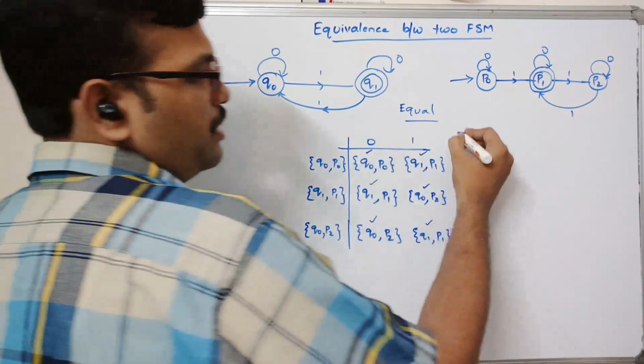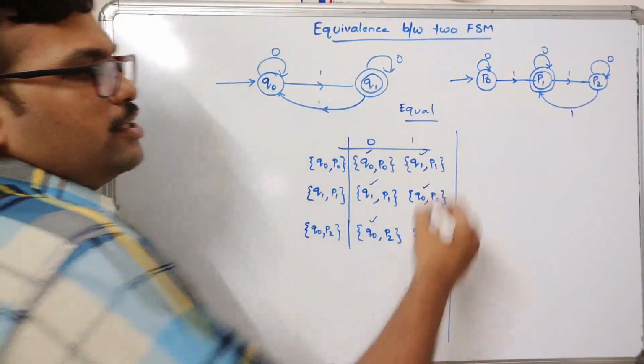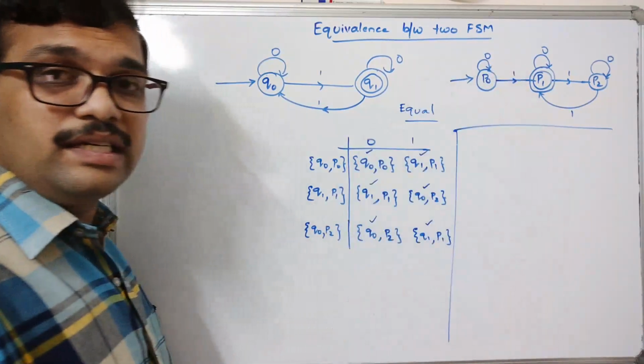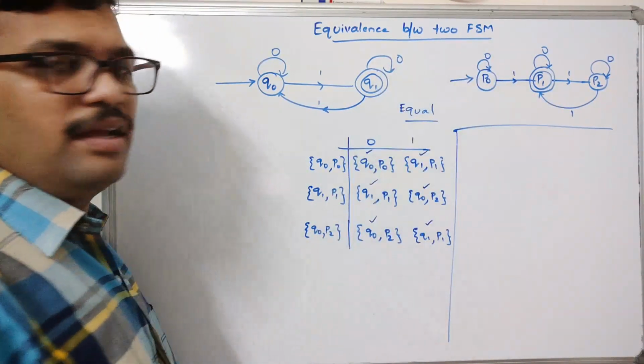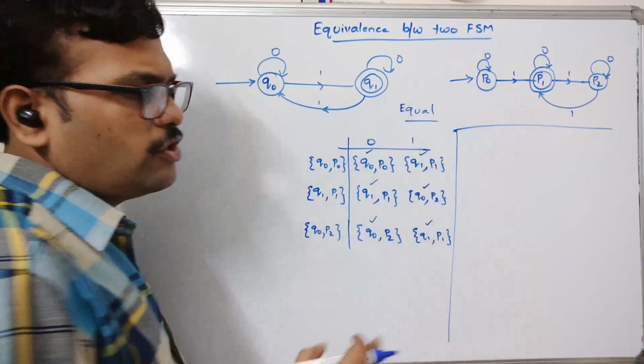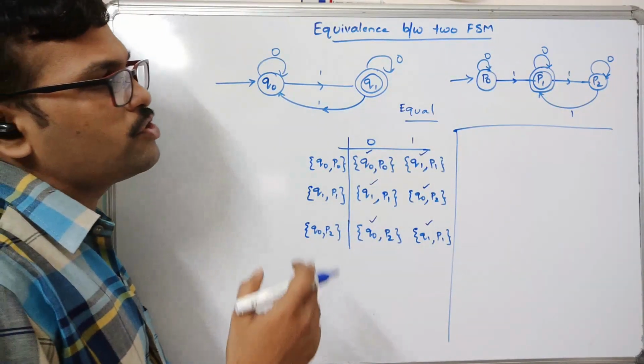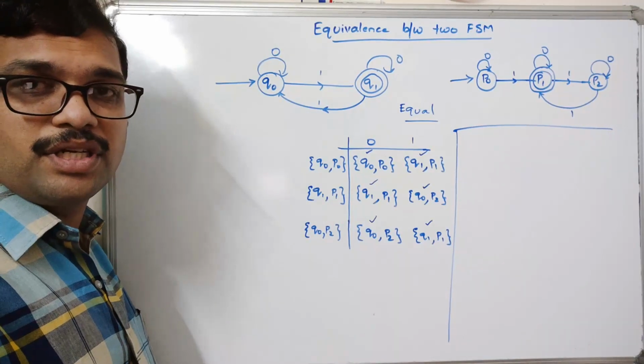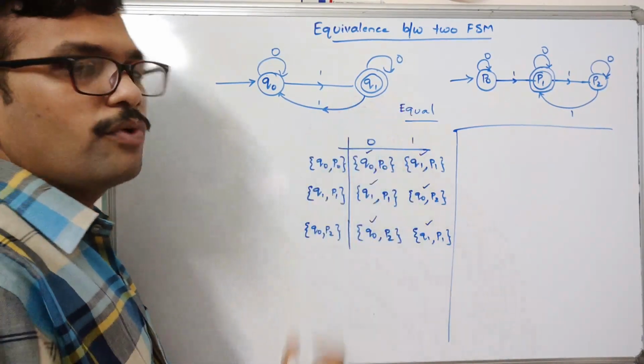So just trace it. Here you can find two states. Here you can find three states. Just minimize the DFA. We have already discussed the minimization of DFA in the previous session, and I will post the link in the description section so that you can refer to that before understanding this one.